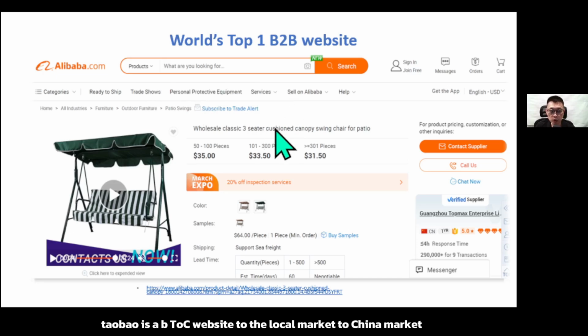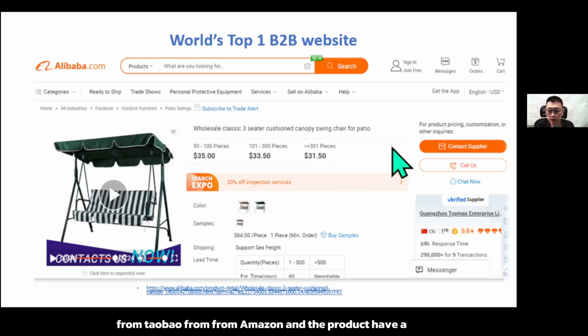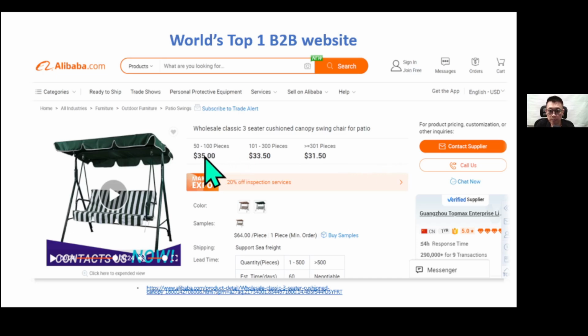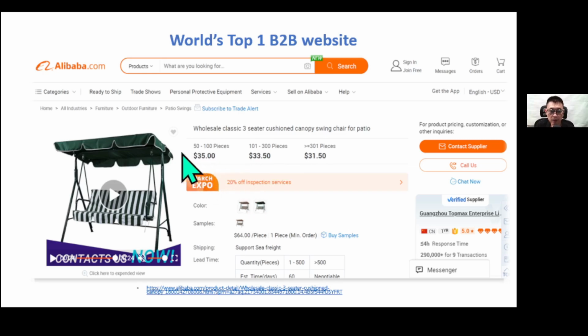Taobao, of course, is a B2C website for the local market, the China market. And on Alibaba.com, most of the suppliers, the sellers, are factories, trade agents, or trading companies. They buy and sell in large quantity, in bulk. And most of the buyers are professional buyers. So the scenario is very different from Shopee, Taobao, and Amazon, and the products have a minimum order. Nowadays many suppliers set their minimum order very low, and this example is very high. But you can check. You can find many suppliers who sell two pieces.